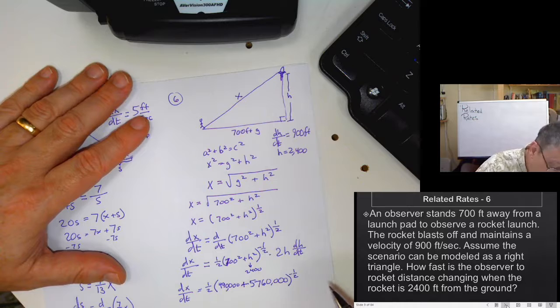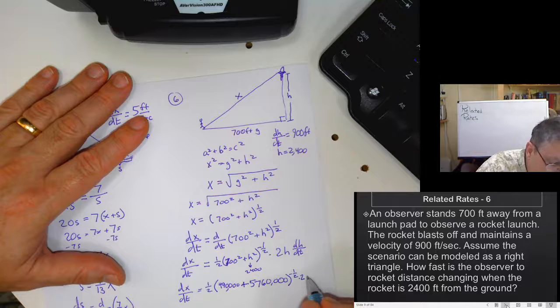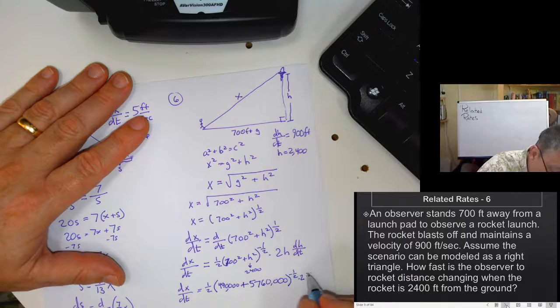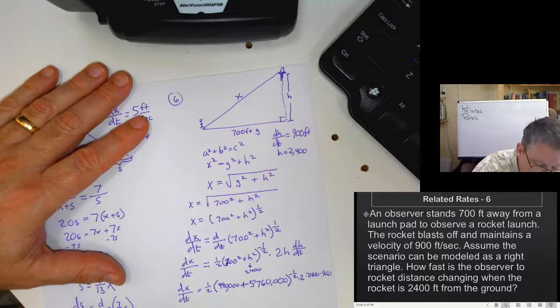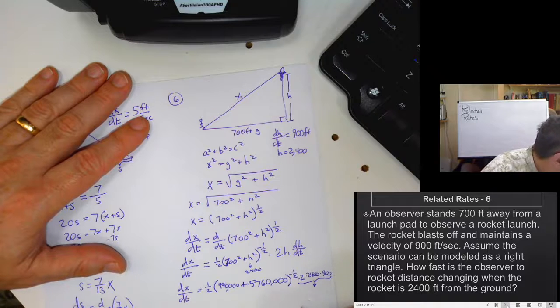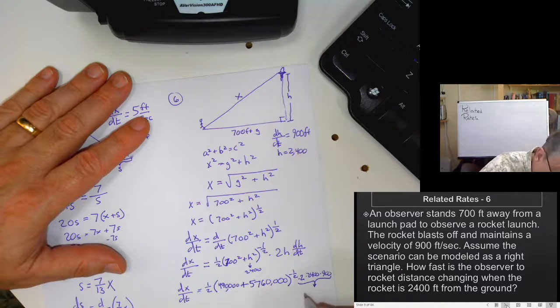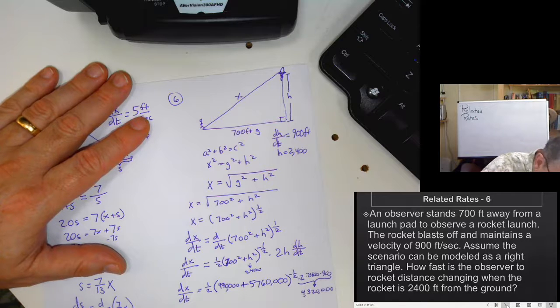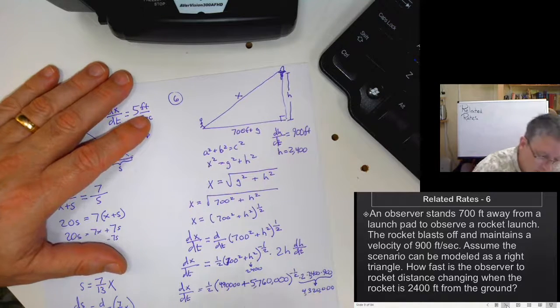And then we have 2 times 2 times h, which is 2400, times dh dt, which is 900, right? All right. So now I'm going to just, and again, here's some really unorthodox notation. I'm just going to say that all that comes together to be 4,320,000. All right, 2,400. Let's keep commas in there. They help us keep track of things.